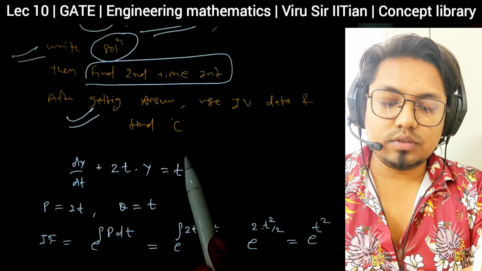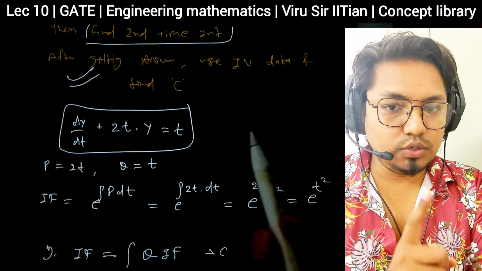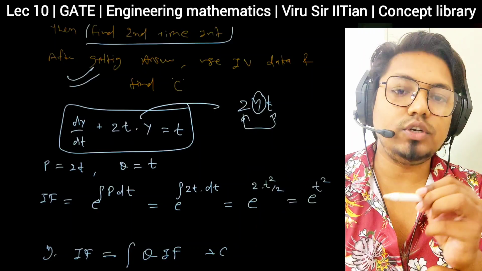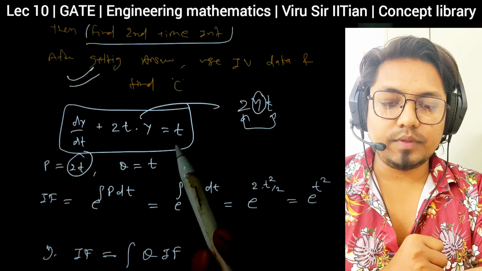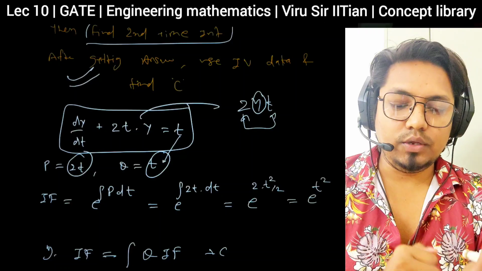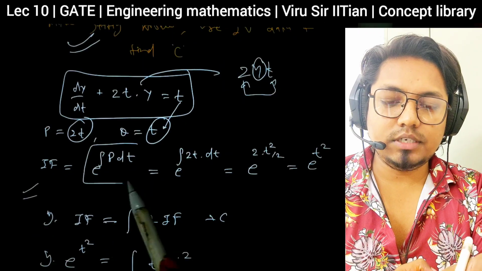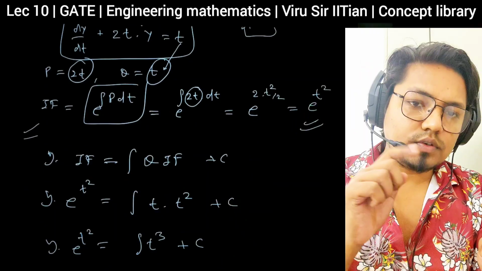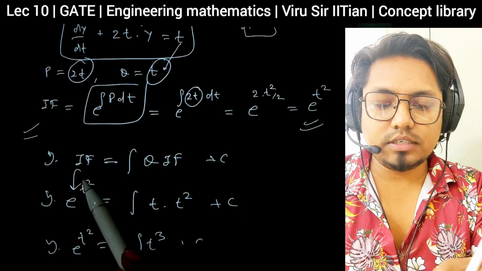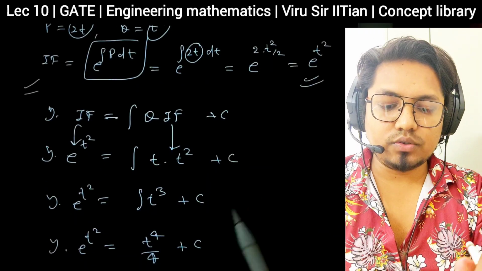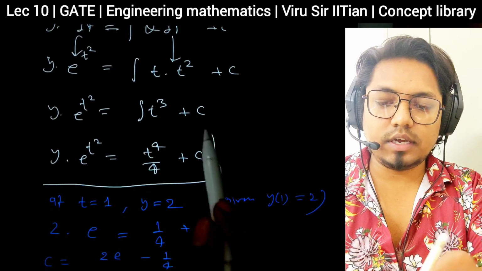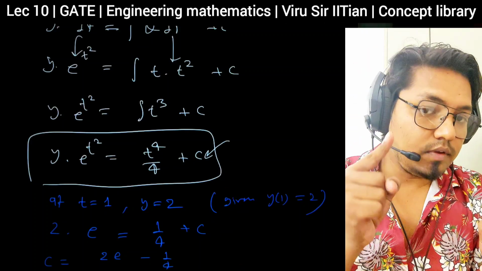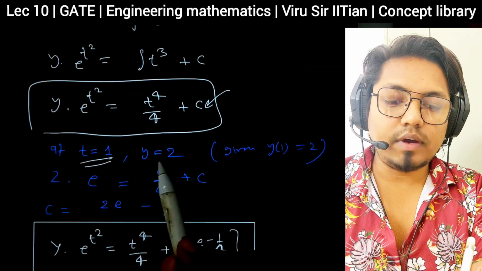So let's start. This is the equation. In this equation, it was written as 2yt. So 2 into t, they both are the coefficient of y. So that became the P value, and this t became the Q value. Then the integrating factor is e^(∫P dt), substitute P as 2t, and you get e^(t²) as your integrating factor. You solve this by yourself, multiply the integrating factor on both sides, and you get this equation as your complete solution. But this constant is coming and the initial value is given. What is given? At t = 1, y = 2.